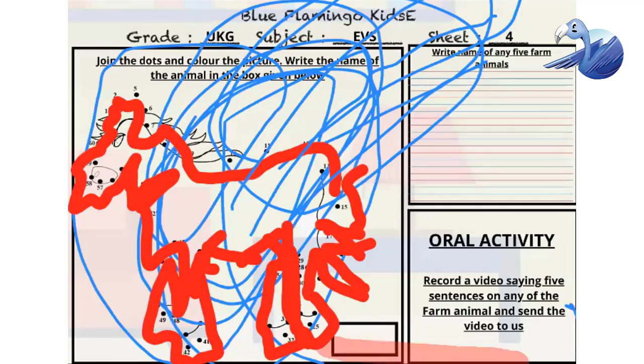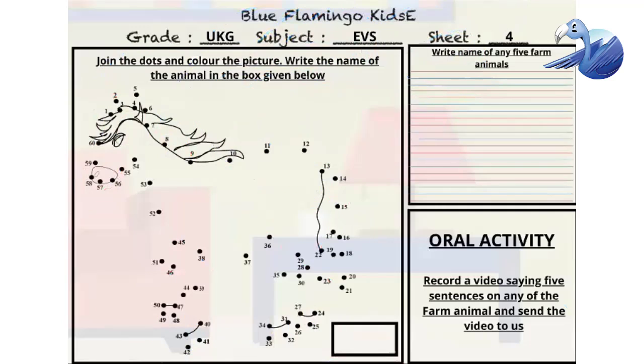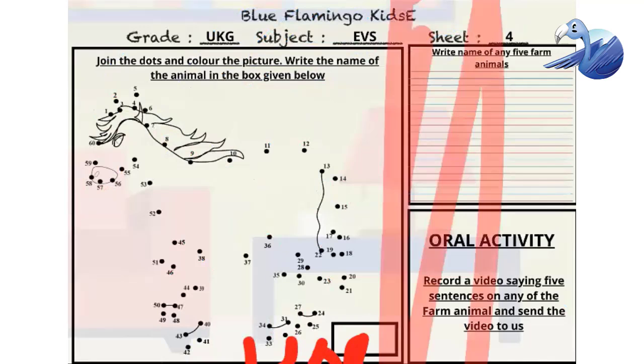47, 48, 49, 50, 51, 52, 53, 54, 55, 56, 57, 58, 59, 60. So here, which animal is this? This is a horse. So you have to write horse. You have to write here.